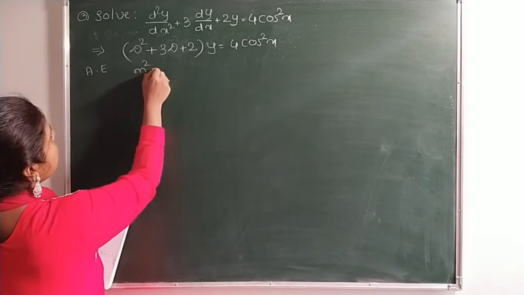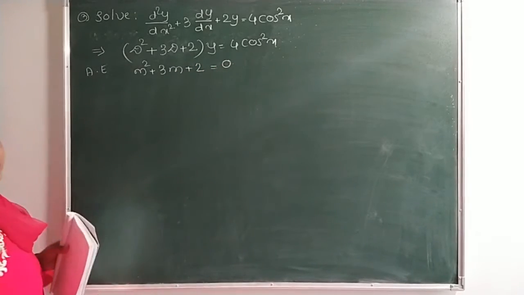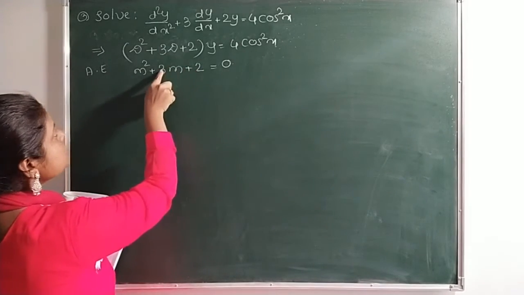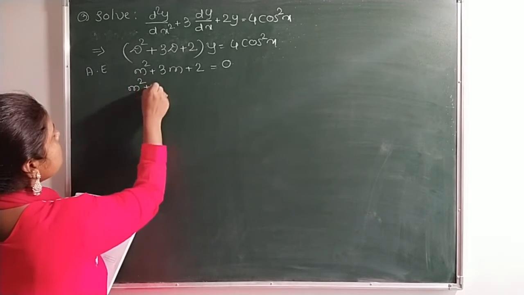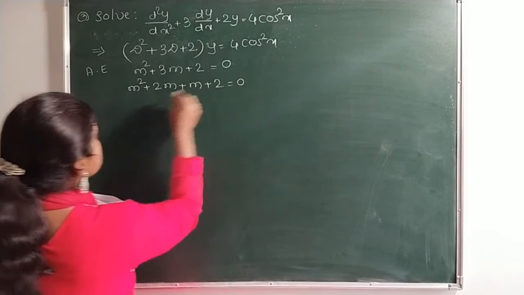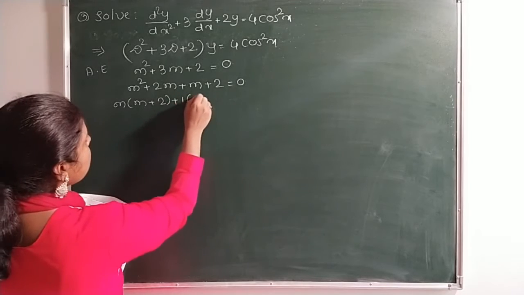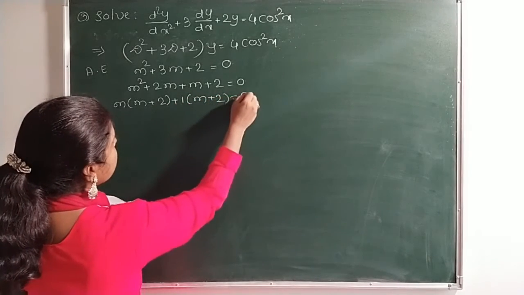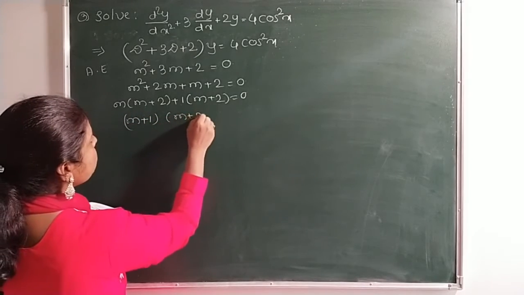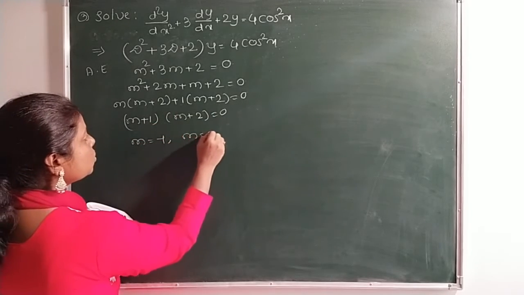First we have to take the auxiliary equation to find the YC. M square plus 3m plus 2 is equal to 0. Now we have to find the roots. By multiplying we want 2 and by adding we want 3. M square plus 2m plus m plus 2 is equal to 0. Take m common, m plus 2. Take 1 common, m plus 2 is equal to 0. The roots are m plus 1, m plus 2 is equal to 0, means m is equal to minus 1, m is equal to minus 2.